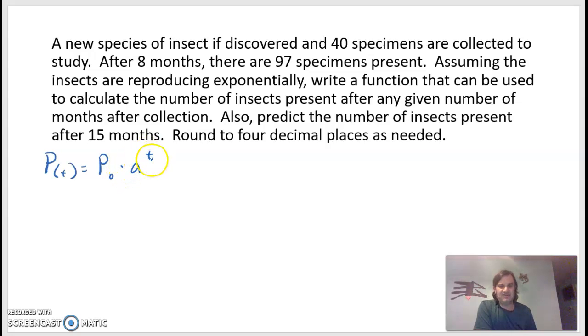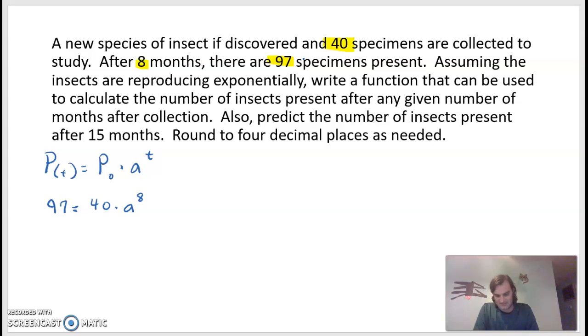So a few things we have here. We know that when we start, there are 40, and after 8 months, there's 97. So what we're going to do is plug in the information we have. We know that after 8 months, there's 97, so there's 97 for the P of t. It starts with 40. And we don't know the rate, the base A, but we do know that that happens after 8 months. So it says round to 4 decimal places is needed.